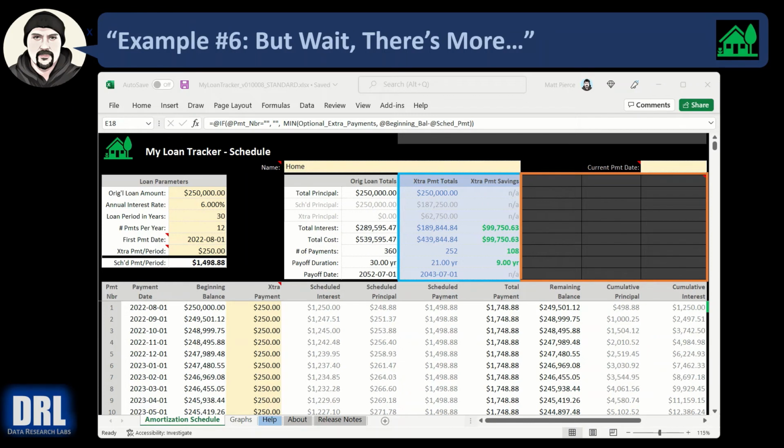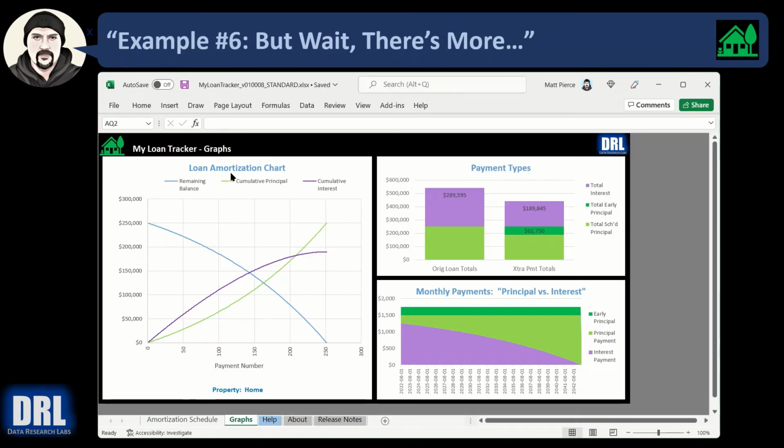So here's the standard edition spreadsheet. Notice that we're using the same $250,000 loan amount, 6% interest, 30-year fixed rate, and we're prepaying $250. On the Graphs tab, this graph on the left is available in the free edition, but it's also available in standard edition. But what the standard edition has is these 2 graphs.